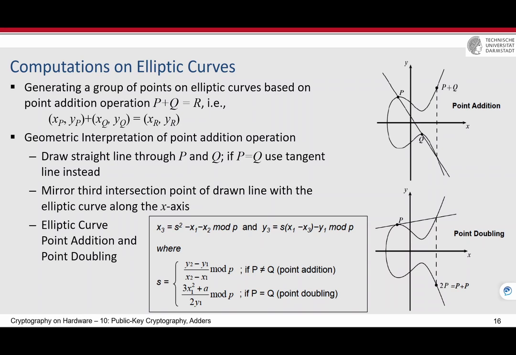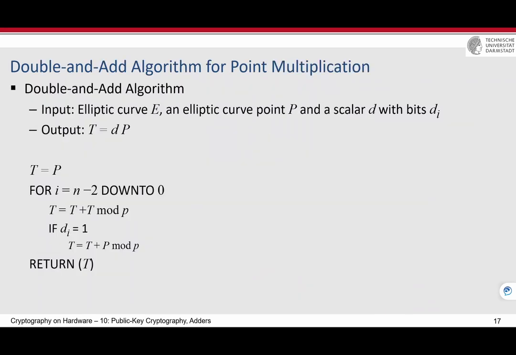Because everywhere we are in Z_P, which means the integer field of size P. This is a similar algorithm to square and multiply, where you look at every bit of the scalar D, and then you do point doubling, and here point addition, to represent T equals D multiplied by P, with D as a scalar. This is required for ECC.